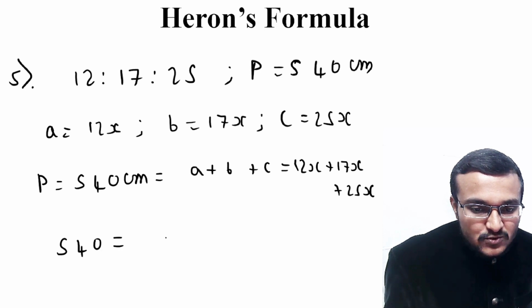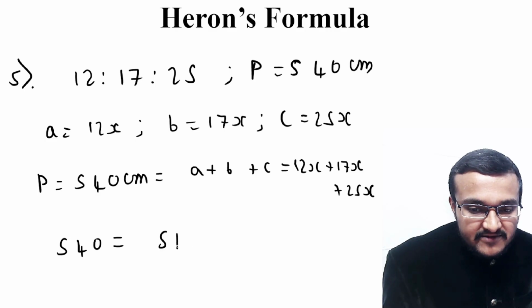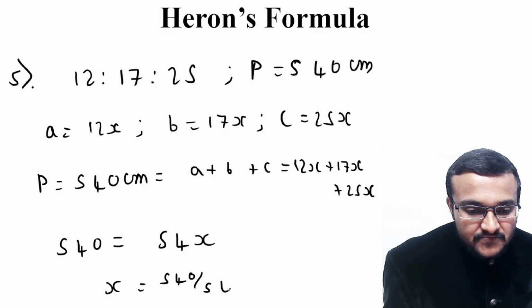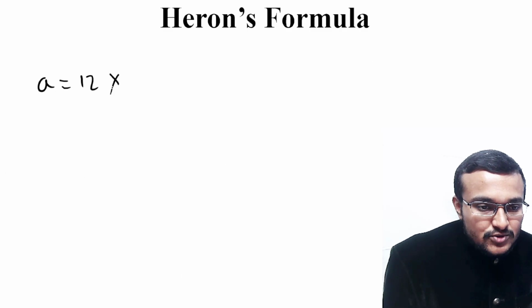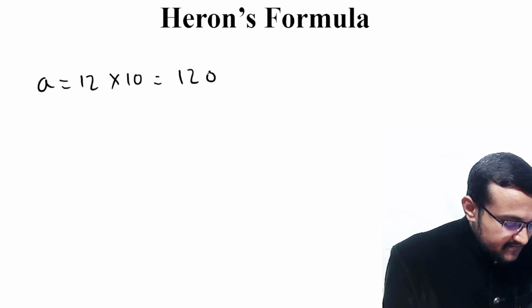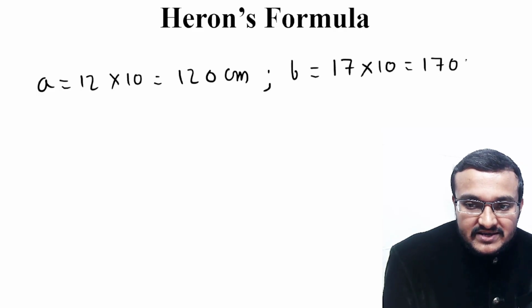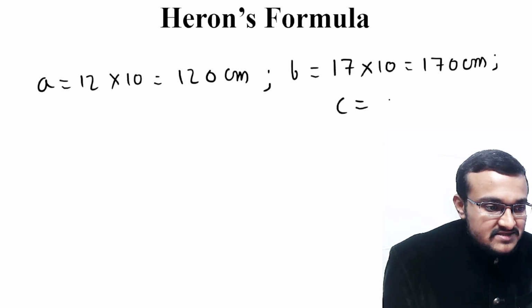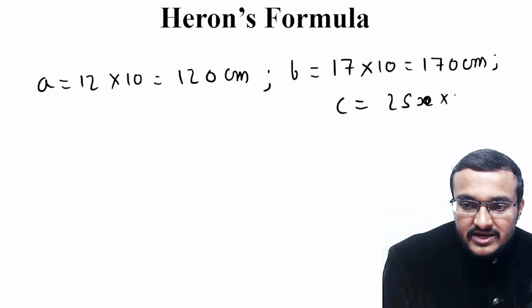So 540 is equal to 12 plus 17 is 29. 29 plus 25 is 54x. So x is equal to 540 by 54, which is equal to 10. So now A is equal to 12 into 10, that is 120 centimeter. Similarly, B is equal to 17x. So 17 into 10 is again 170 centimeter. C is 25x. So 25 into 10 will be 250 centimeter.